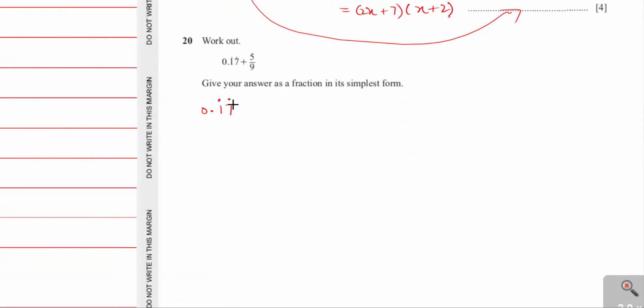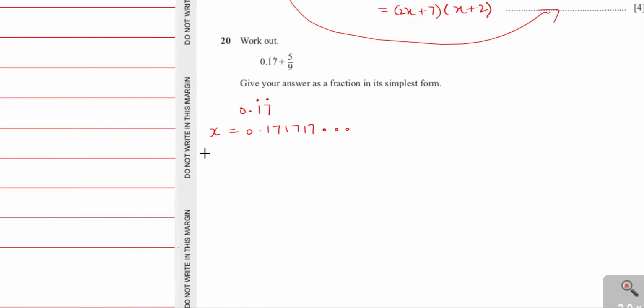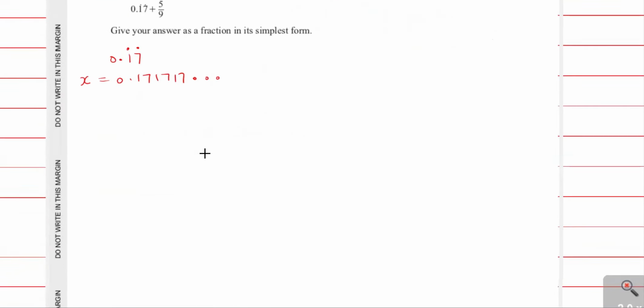To convert this value 0.17 recurring, we can write this as 0.171717, and this value continues. We suppose that this is equal to x. And to convert into a fraction, in the first step, we will multiply this equation by the 10 power of the number of repeating digits. Look here, here are 2 repeating digits. We will multiply by 10 power 2. You can say multiply by 100.